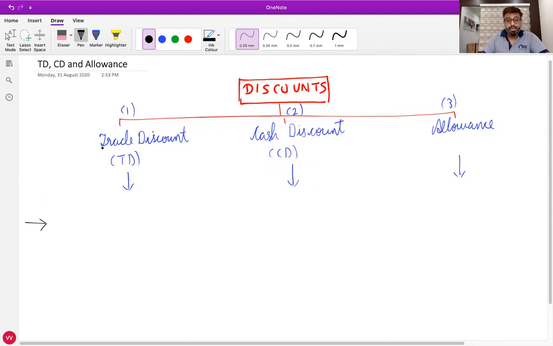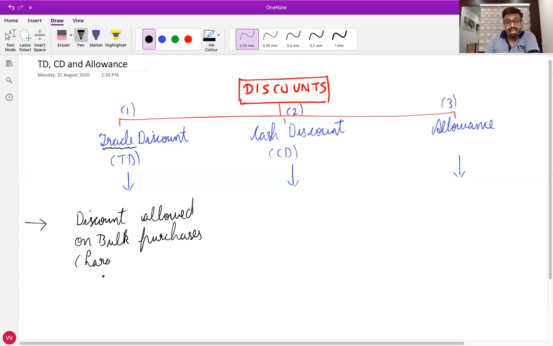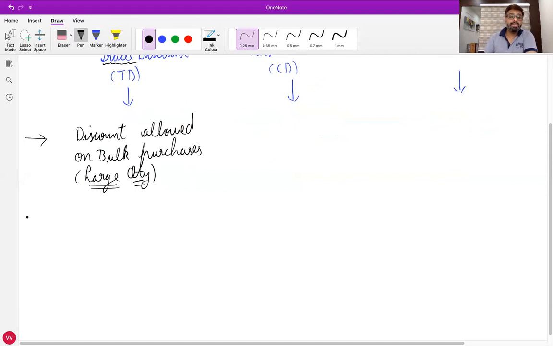See, trade means buying and selling. And discount on buying and selling can be given only when you buy or sell in huge quantity. So the actual meaning of trade discount is what? It is the discount allowed on bulk purchases. Bulk purchases means big quantity. If you purchase or sell a large quantity of goods, then ideally you must be given trade discount. This is the theoretical concept of trade discount.